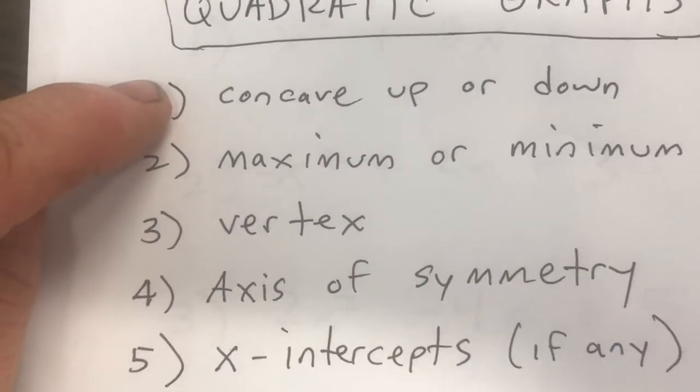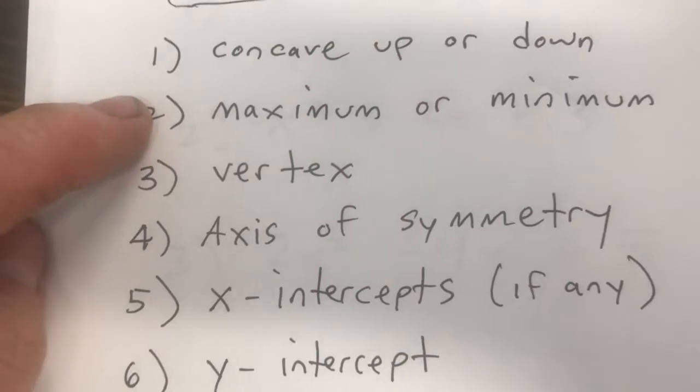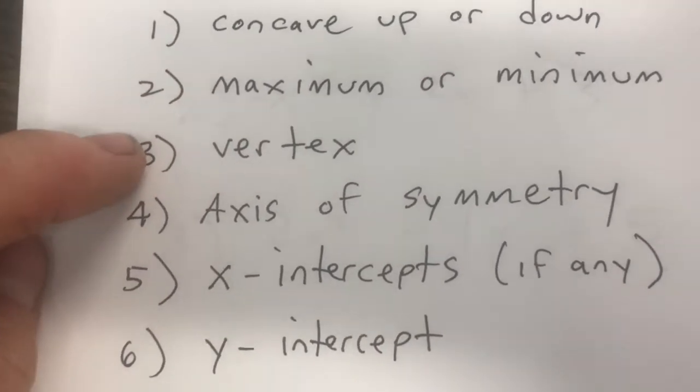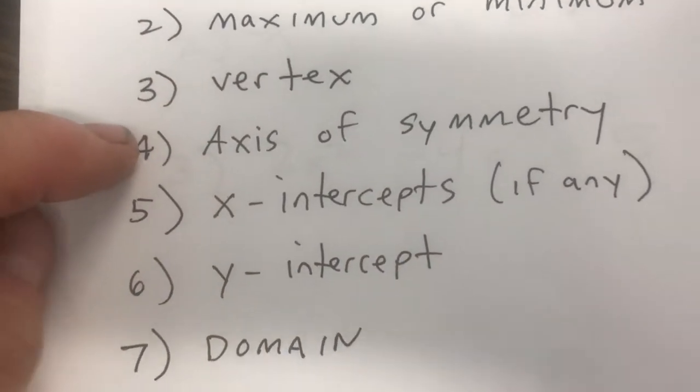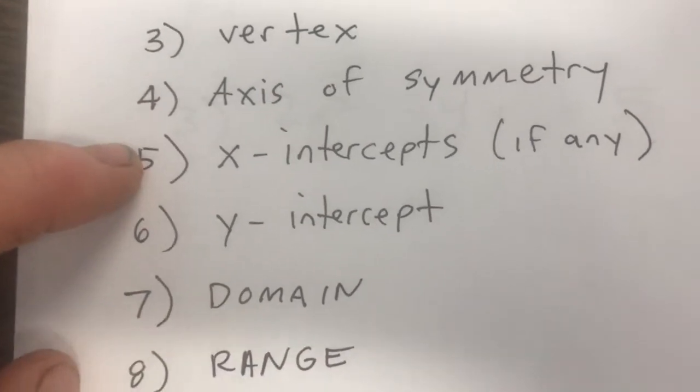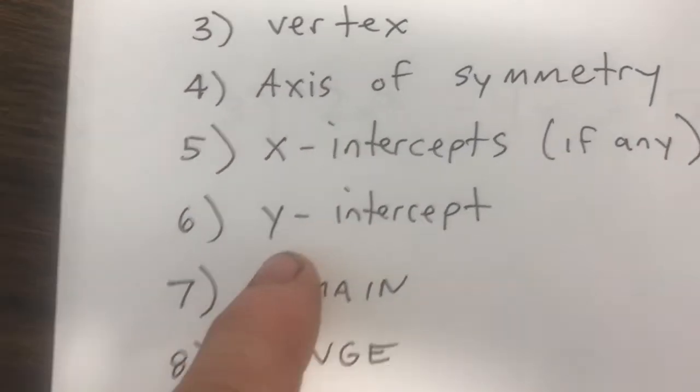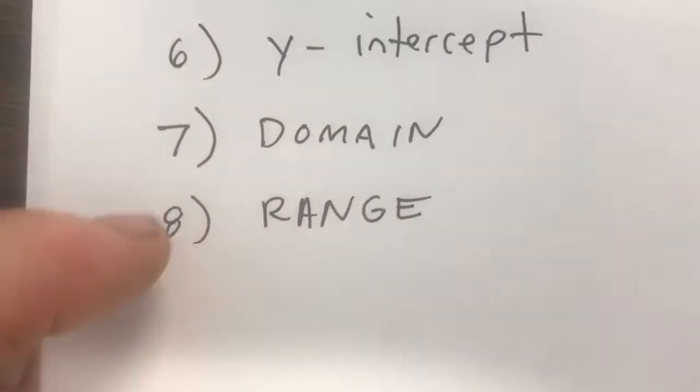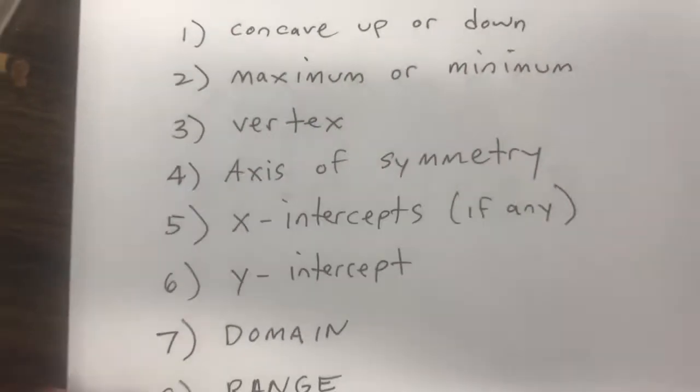If it's concave up or down, if it has a maximum or a minimum. Number 3, what the vertex is. Number 4, the axis of symmetry. 5 is the x-intercepts, if there are any. 6 is the y-intercept, 7 is the domain, and 8 is the range. So we want all 8 of these.